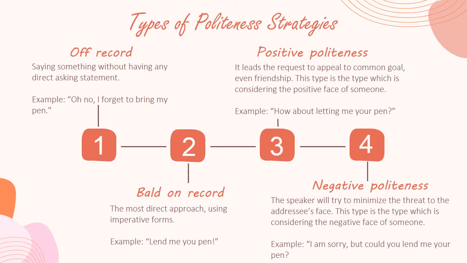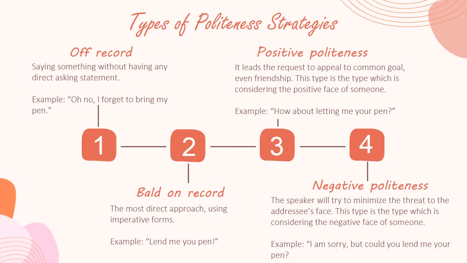And the third is positive politeness. It leads the request to appeal to a common goal, even friendship. This type is the type which is considering the positive face of someone. It gives a greater risk for the speaker of suffering a refusal and may be preceded by some getting-to-know-you talk. For example, how about lending me your pen?